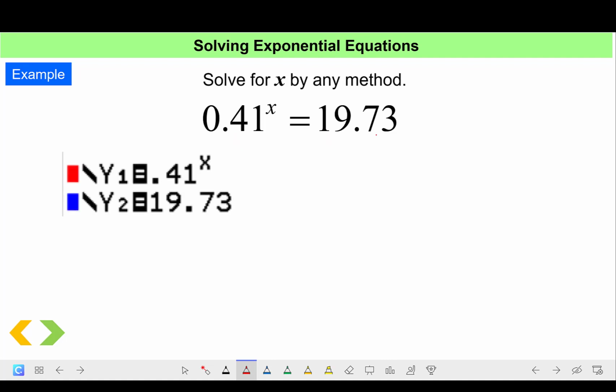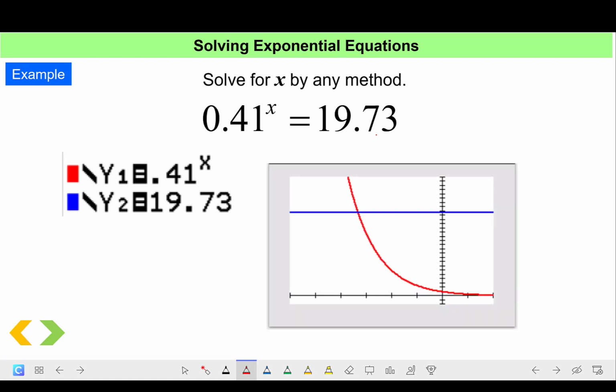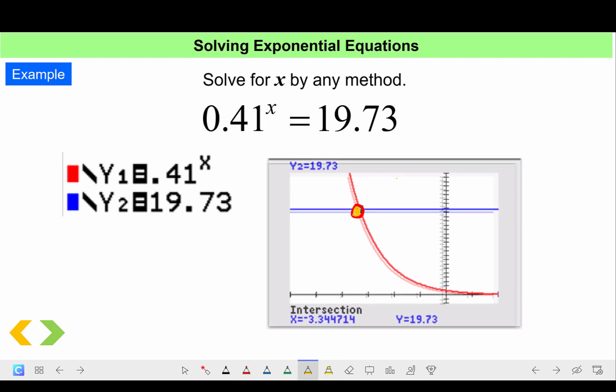So if we took our calculator, plugged those in, pulled up our graph, and scaled appropriately, this would be our solution wherever this is. It's easy to find on our calculator. And so it looks like our solution is x equals negative 3.34-ish. If I were to plug that in here, if I were to take 0.41, raise it to negative 3.34, my output would be this. So pretty easy, not particularly hard. But let's now do it another way.